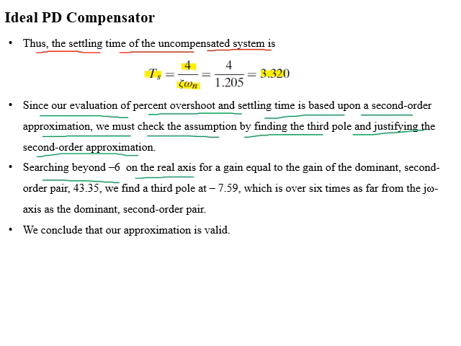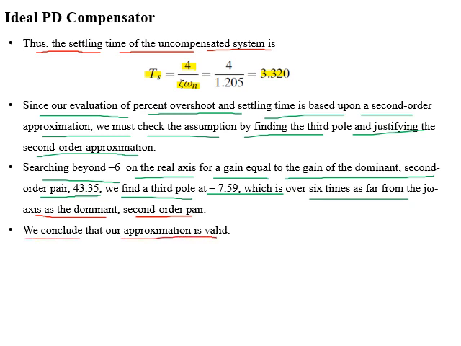Now searching beyond -6 on the real axis for gain equal to that of the dominant pair of poles, which is 43.35, the third pole is found to be at -7.59, which is over 6 times farther away from the j omega axis than the dominant second order pair. So our second order approximation is valid.